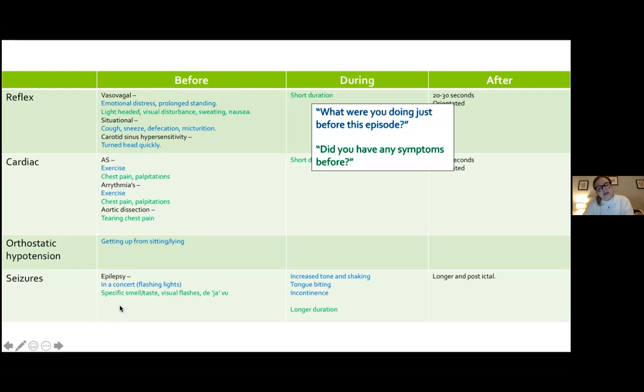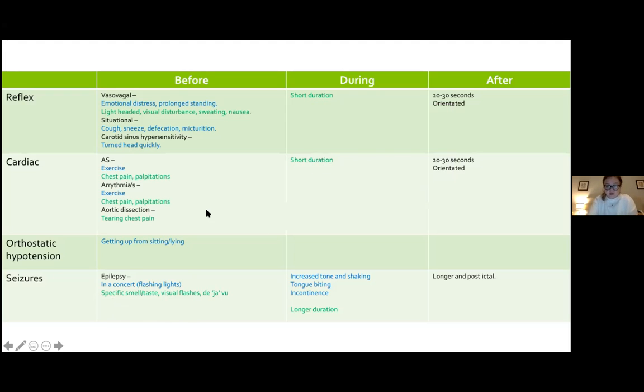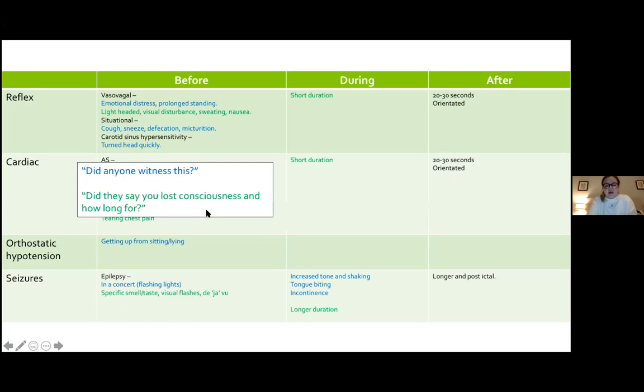In epileptic seizures, they often have auras of a specific smell or taste, or they might see visual flashes, and they tend to describe these things. They've had them before, a bit like déjà vu. So that's the before section done. Then you want to ask what happened during it, and it's really important you ask, did anyone witness this? If anyone did witness it, that's great. Hopefully they're the relative in the room in the OSCE, so you can ask them.